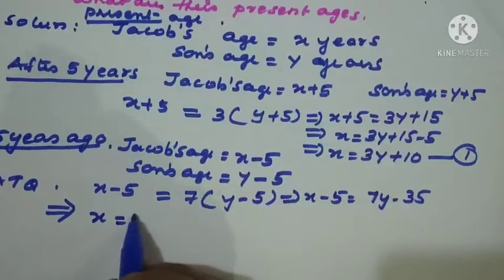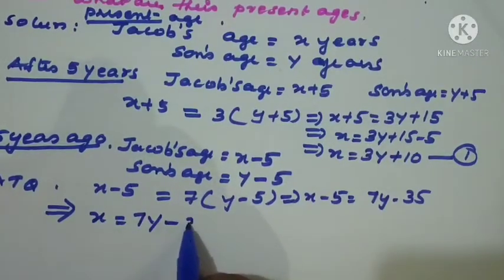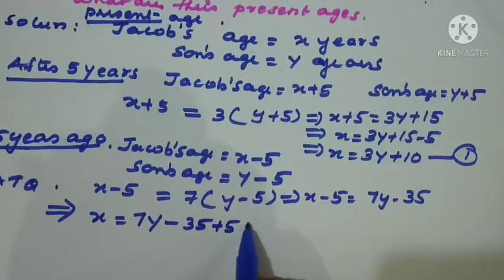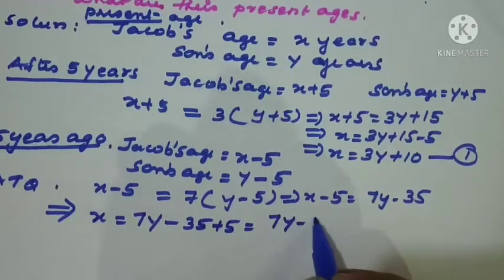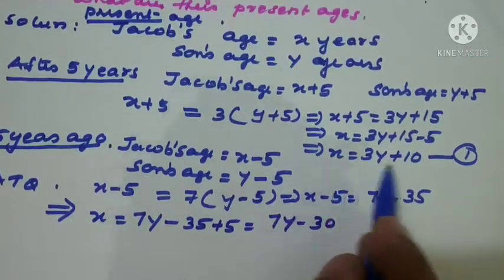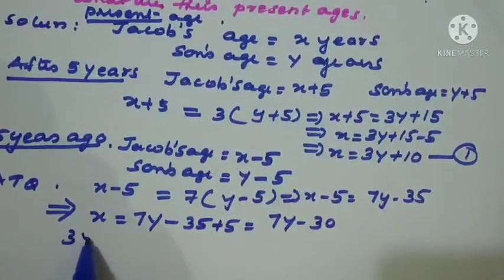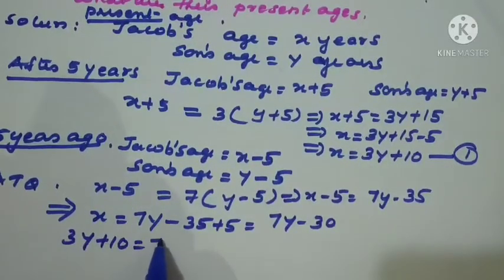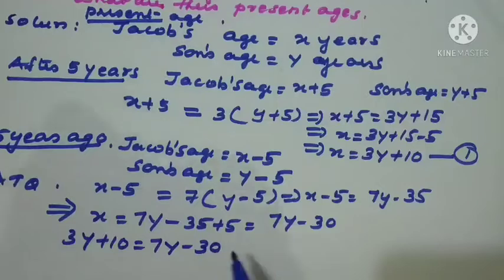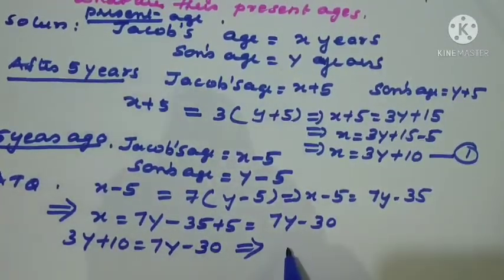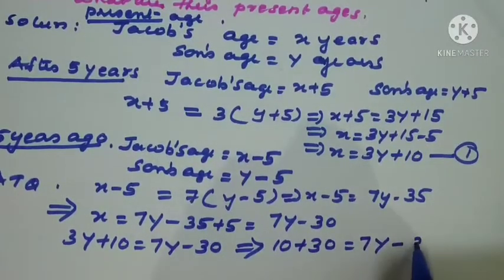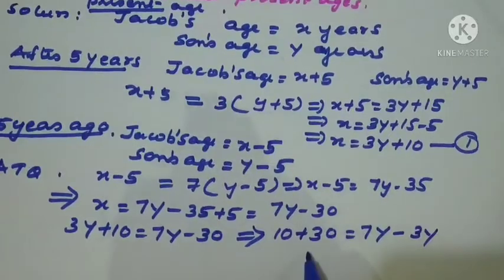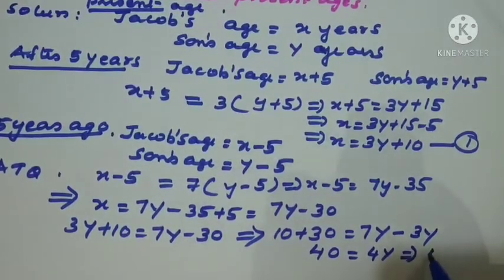X equal to 7y minus 35 plus 5 means 7y minus 30. Now what is equation 1? X equal to 3y plus 10. So I'll write here 3y plus 10 equal to 7y minus 30, which implies, with 7y and 3y, I have to bring the numbers on one side. 10 plus 30 equal to 7y minus 3y. So 40 equal to 4y, which implies 10 equal to y.